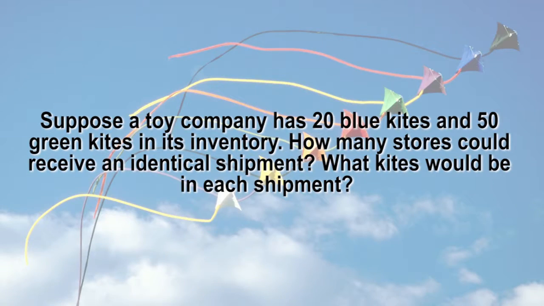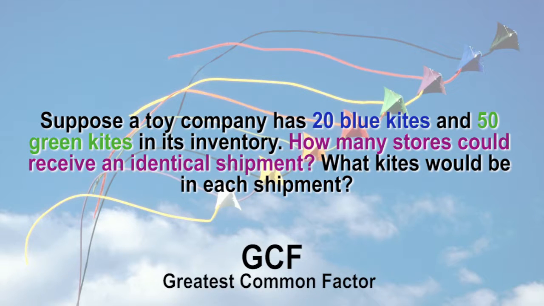Let's start with the following scenario. Suppose a toy company has 20 blue kites and 50 green kites in its inventory. How many stores could receive an identical shipment? What kites would be in each shipment? Since we have a set number of items, 20 blue kites and 50 green kites, we need to find the greatest common factor of these two numbers.